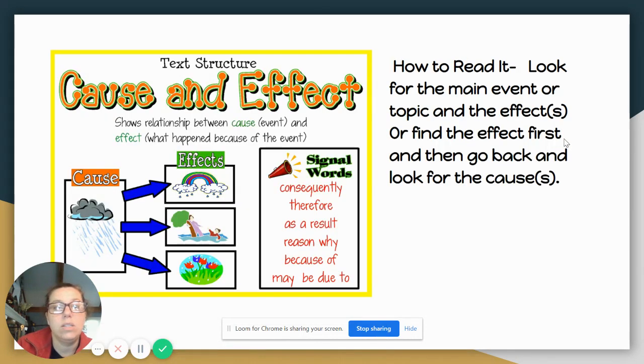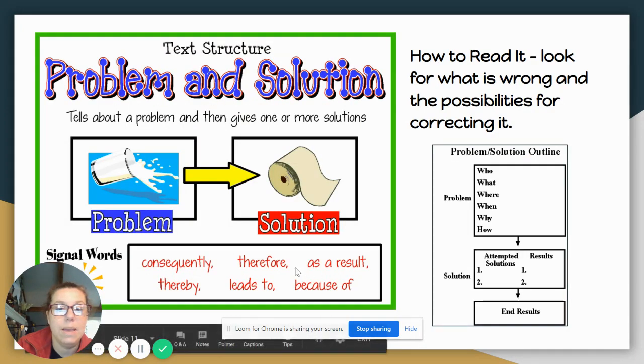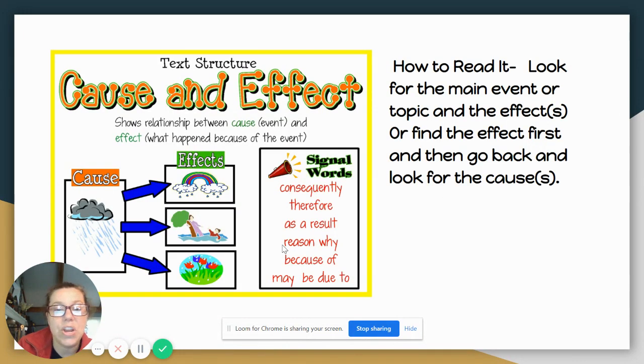And our last one is cause and effect. It shows a relationship between a cause and its effect. What happened because of that event? So here we have a rainstorm. Some possible effects: it could cause a rainbow, it could cause a flood, it could cause the flowers to grow. Now, look right here in these signal words, and you might notice that a lot of them look the same as our problem and solution. These two are very similar, so you have to be very careful with this.